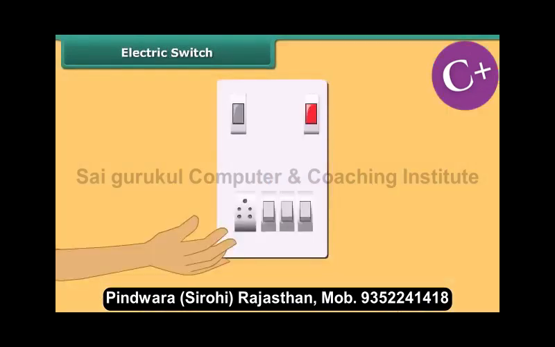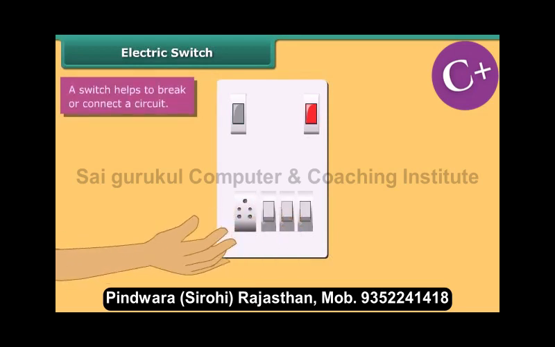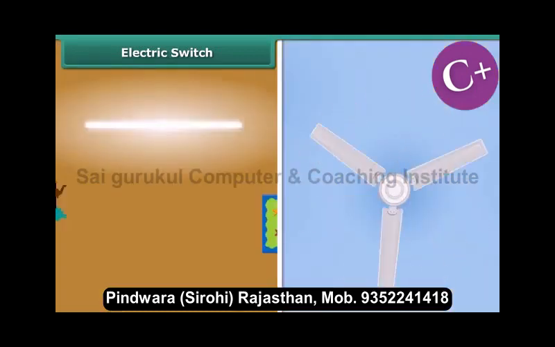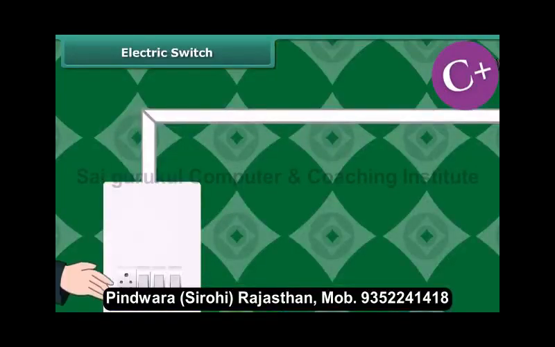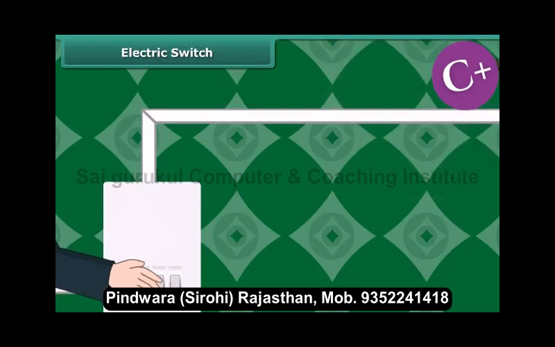Electric switch. We put a switch on or off whenever we want to use or not use an electric appliance such as the fluorescent tube, fan, AC, etc. A switch for a bulb is pressed down to complete a circuit. The bulb glows. To put the bulb off, we press the switch up. This breaks the circuit and the bulb glows no more.